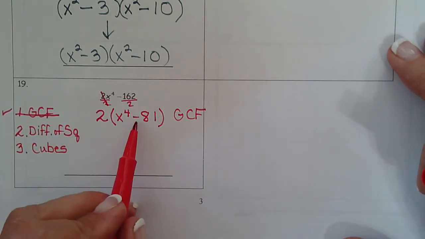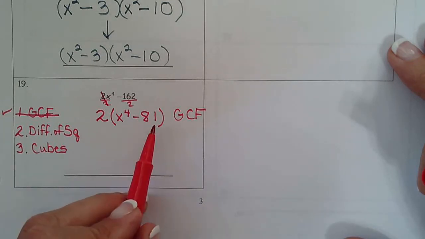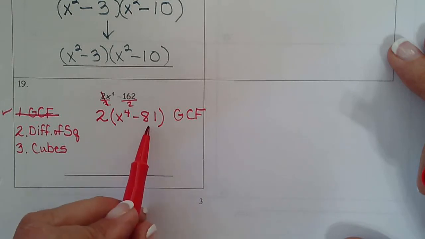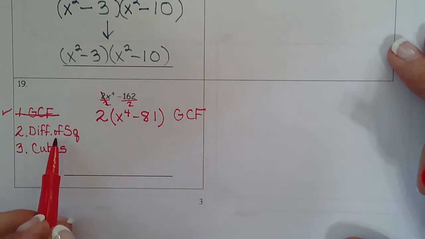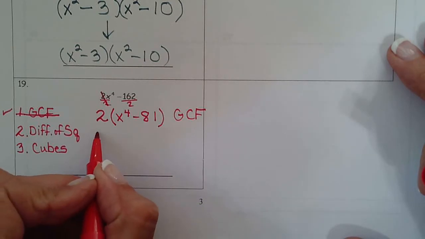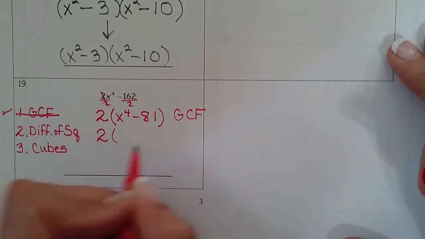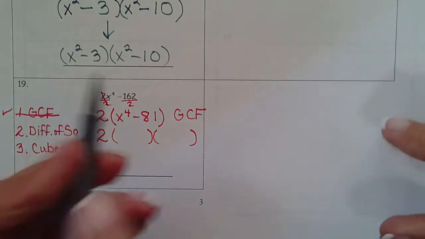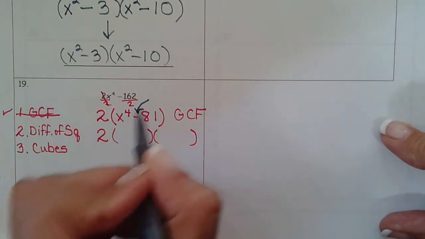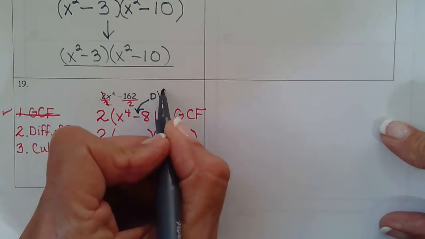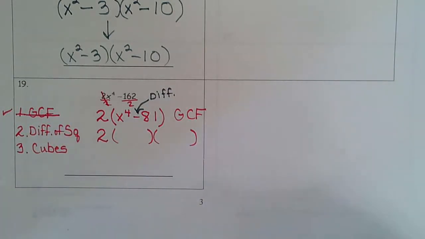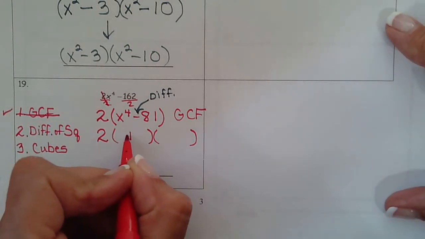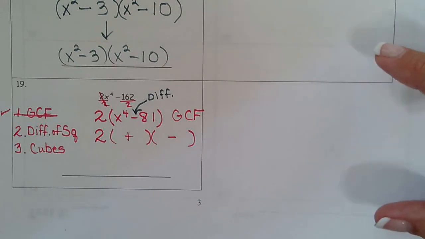Difference of squares. Well, it is a difference. Are these both squares? So squares have even exponents. Yes. And this is 9 times 9. So bingo. Now we have a difference of squares. So the 2 stays there. And remember, for a difference of squares, the signs are always going to be different because it's minus. So the only way to get a negative is a positive times a negative. So we have a plus and we have a minus.